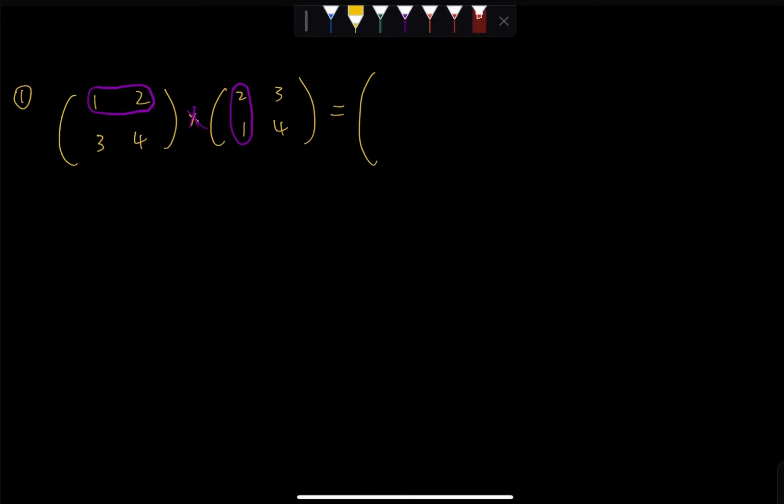And basically you take the first number of that row of the first matrix and the first number of the first column of the second matrix, and you multiply them together. You say 1 times 2, right? And then you add the second number with the second number. So you say 1 times 2 plus 2 times 1. And that's what will go in your first slot in the product matrix.